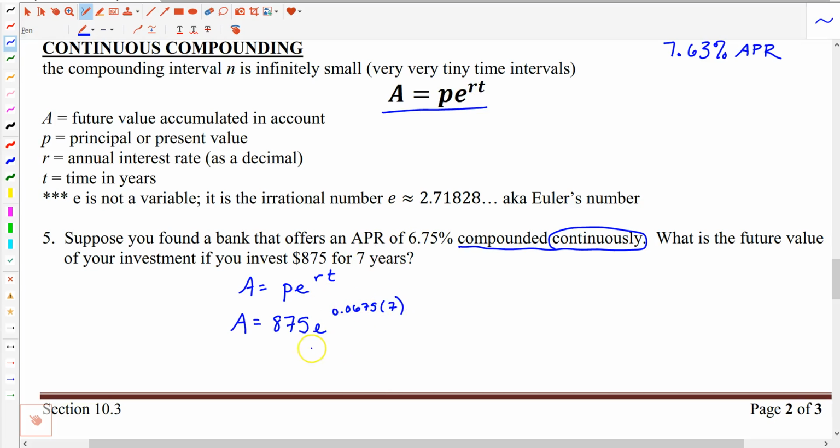Okay, so this is what we want to key into our calculator. Now again, if you want, you could evaluate that exponent just to figure out what that number is, and then key in that number. So if you wanted to do that, you would have 875 e, and then this exponent evaluates to 0.4725. Otherwise, if you wanted to key it into this form, I'll talk about how to do that on your calculator.